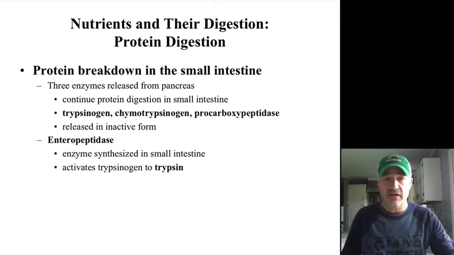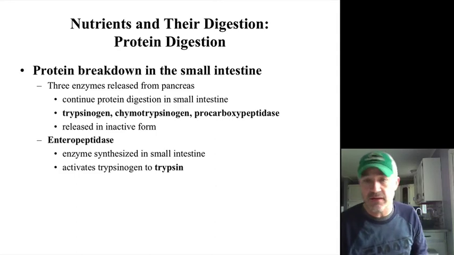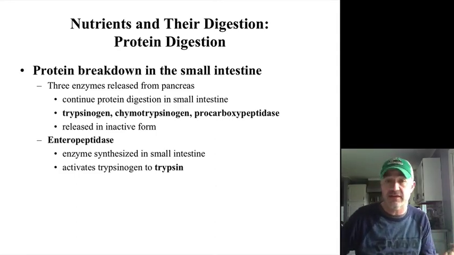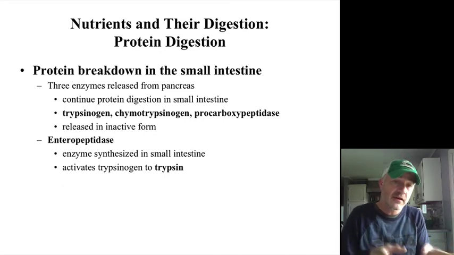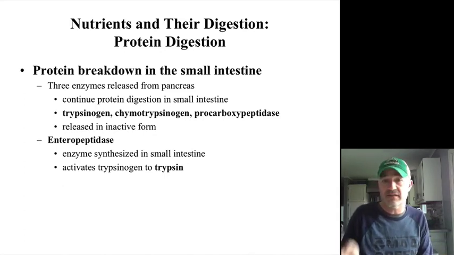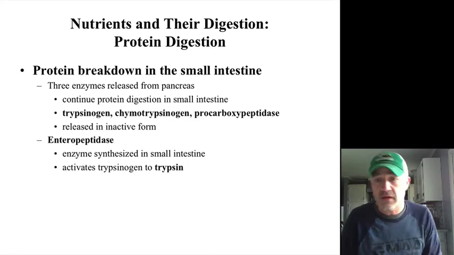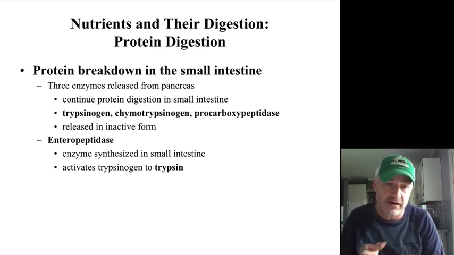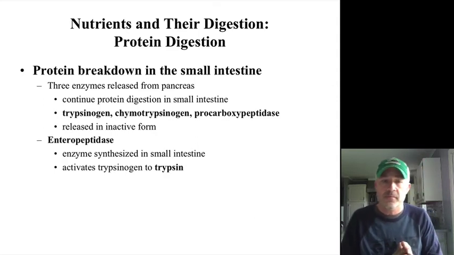We have what is called trypsinogen, chymotrypsinogen, and procarboxypeptidase. Again, all these "ogen" endings mean they are inactive forms. Each of these is going after slightly different amino acid sequences to clip them. And the procarboxypeptidase is also going after a certain sequence, a certain part of those amino acids.